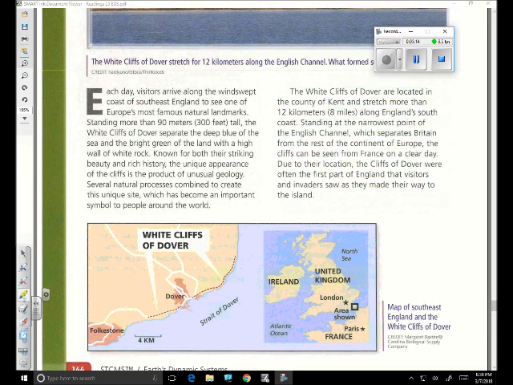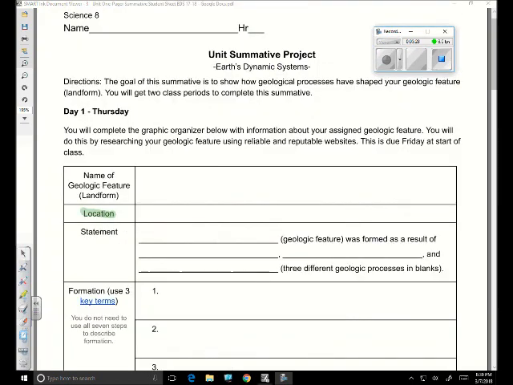So we have our first piece of information here, the location. I need you to underline the part that says location in the county of Kent along England's south coast. And in the blank next to location, I need you to write a complete sentence describing the location of where the White Cliffs of Dover are. This sentence needs to be in your own words. If you need more time, please pause this recording.